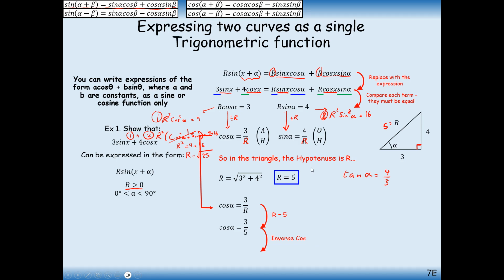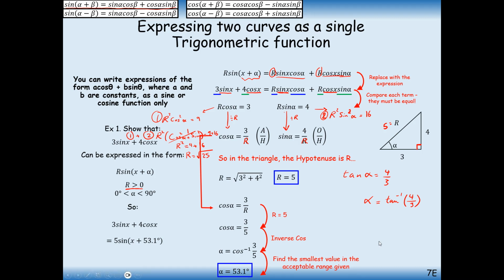Taking inverse cos of 3 over 5 will give you the same answer as taking inverse tan of 4 over 3. So both of those will give you the same angle, alpha, to be 53.1, which is automatically between 0 and 90 degrees. So let's look at the next example. Okay, so before we move on, we can nicely write up what the value of R and alpha is in this expression, so that we get our full mark here.